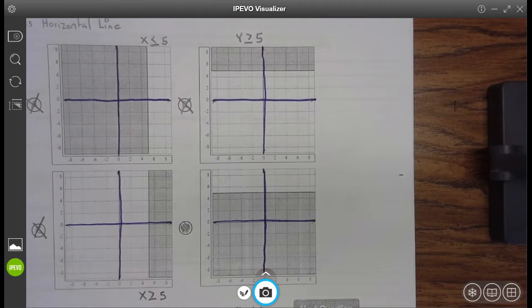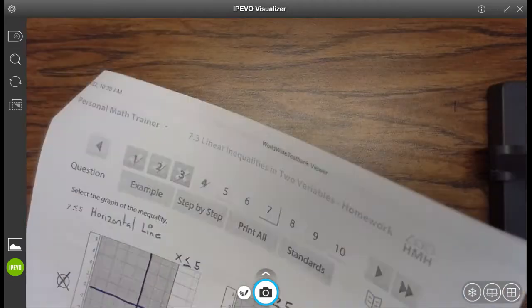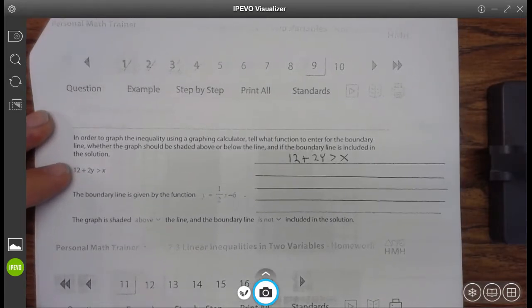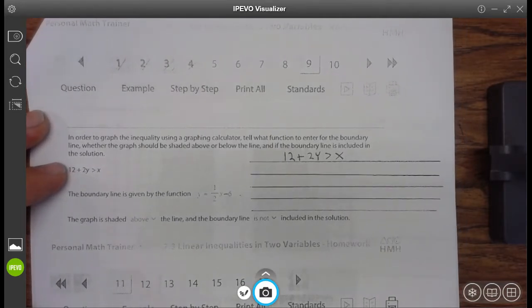So go and finish up example 7. All right, let's look at example 9. In order to graph the inequality using a graphing calculator, tell the function to enter for the boundary line, whether the graph should be shaded above or below the line, and if the boundary line is included in the solution.